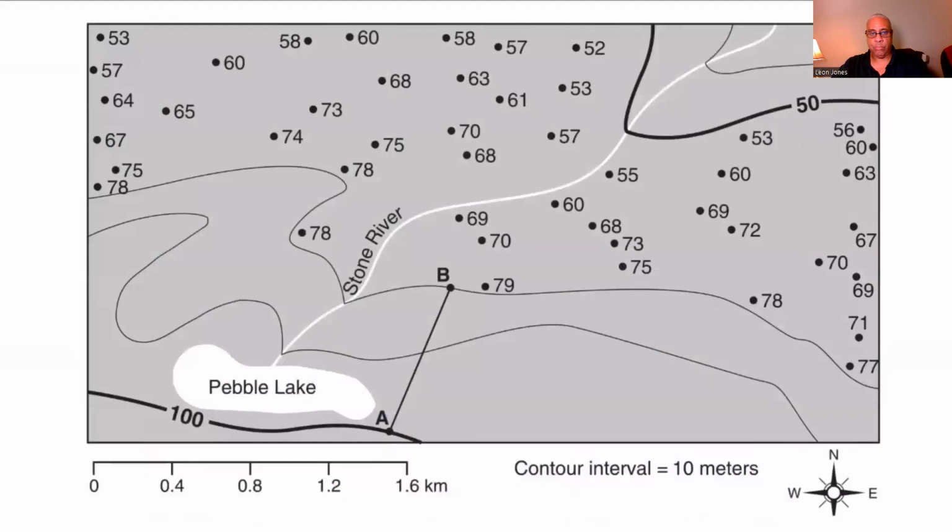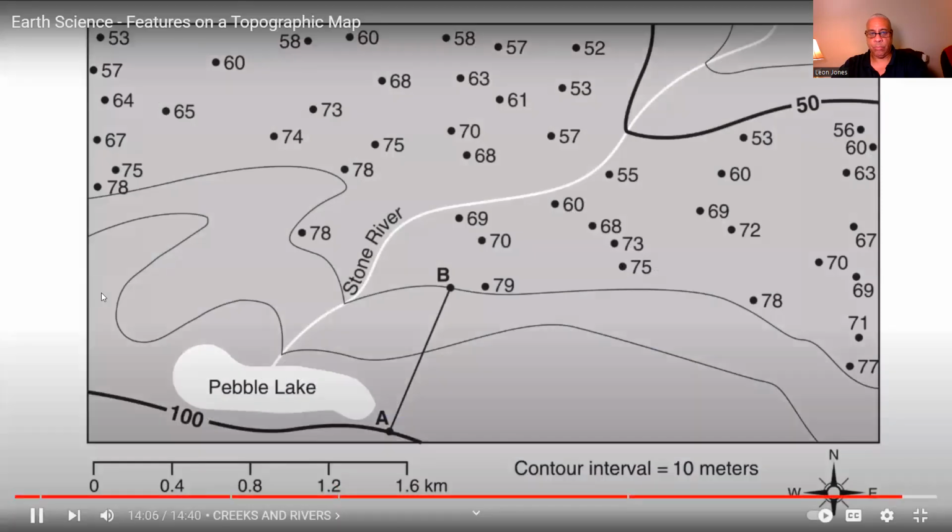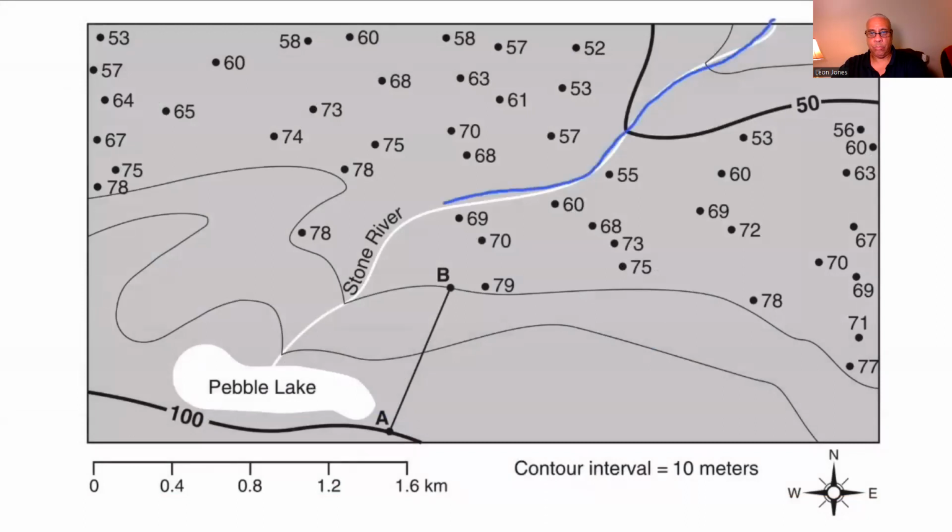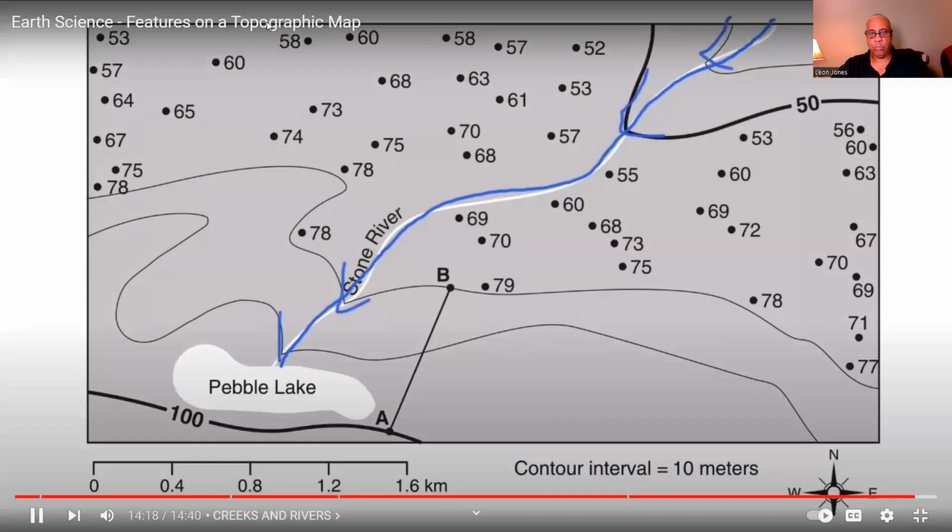So one more example. All right, the Stone River. Stone River is shown here. Is it flowing into Pebble Lake, or is it flowing out of Pebble Lake? So here are my V-shaped contour lines. They're pointing upstream. The river's going to flow opposite. So in this case, the water's flowing out of Pebble Lake and, I should say, northeast across the map. So we'll practice more in class, but that's all for now. Thanks for watching.